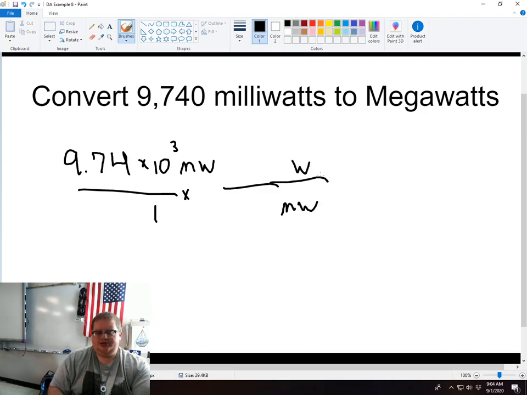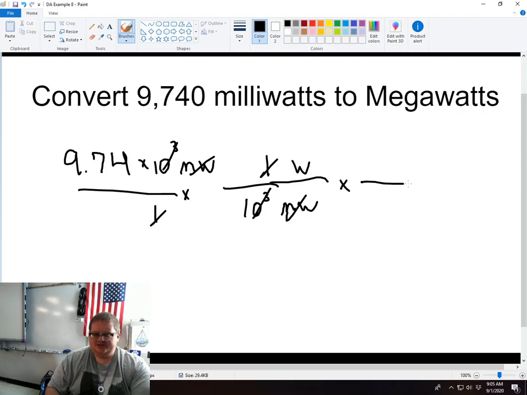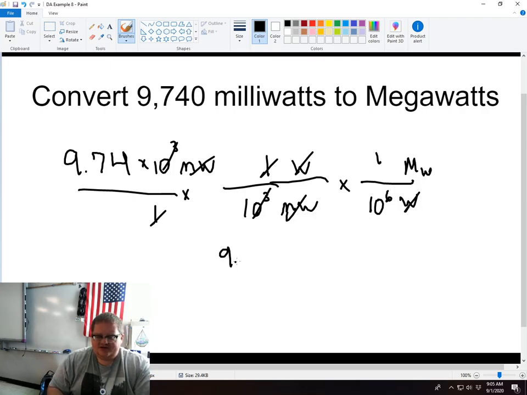Just to watts, it's 10 to the 3rd milliwatts in 1 watt. Cancels. Actually, look, 10 to the 3rd can cancel. Go for it. If it's the same top and bottom, you can cancel. And watts to megawatts, I know 1 megawatt is 10 to the 6th watts. So watts cancel. That's it. So on top, I'm just left with 9.74 times 1 megawatt. On the bottom, I just have 10 to the 6.